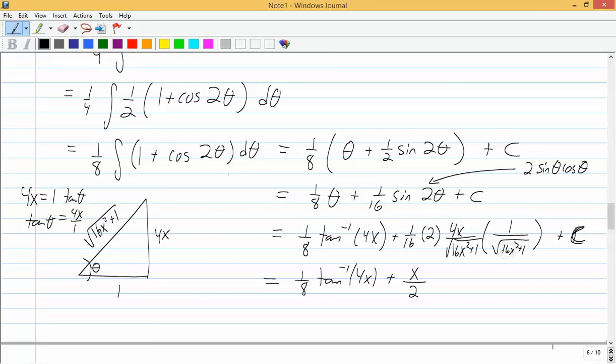Now what happens when I say this square root times this square root? It's just going to be 16x squared plus 1, plus c. That's my answer. I'm done.